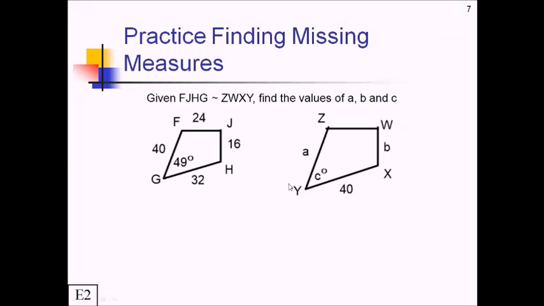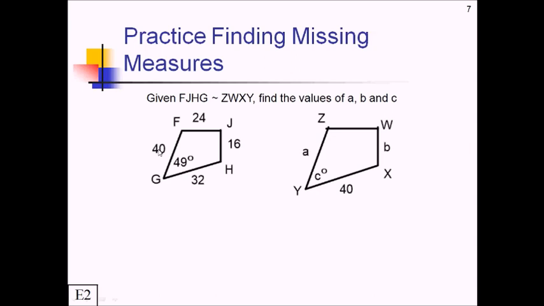Here's another similarity problem, this one involving quadrilaterals. Pause the video and try to find the value of A, B, and C. Okay, let's see how you did. For A, we need to set up a proportion. A corresponds with this 40 side over here.